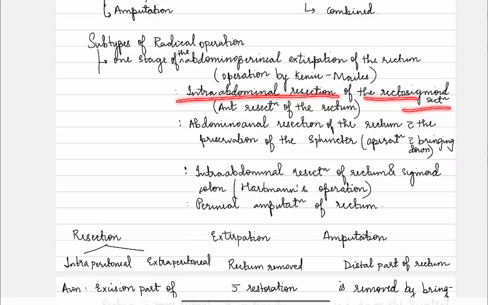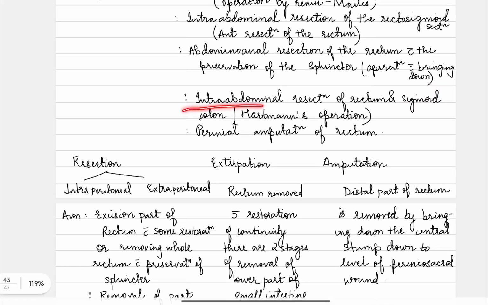Intra-abdominal resection of the rectosigmoid section, anterior resection of the rectum is done. Abdomino-anal resection of the rectum with the preservation of the sphincter, operation with bringing down. Intra-abdominal resection of rectum and sigmoid colon, Hartmann's operation, which is perineal amputation of the rectum.